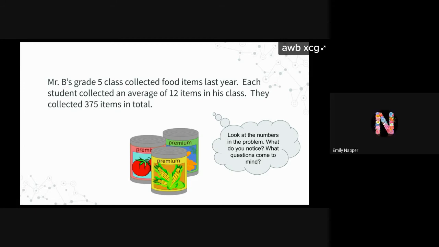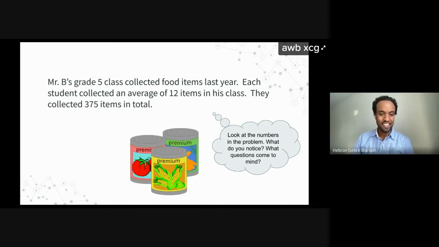I noticed that 375 is not going to divide evenly into 12. So I'm going to get like a, I don't know, that quarter. Went to university for math, don't know that off the top of my head. But anyway, I'm going to get like a quarter or a half kid. So then I look at the word average, and then it's like, oh, so they didn't all actually bring in 12. That's interesting. Interesting perspective.